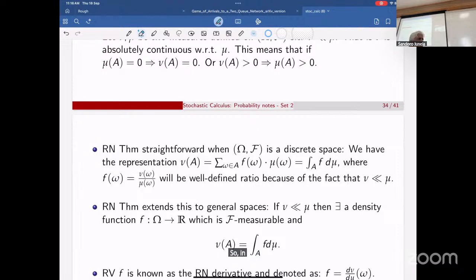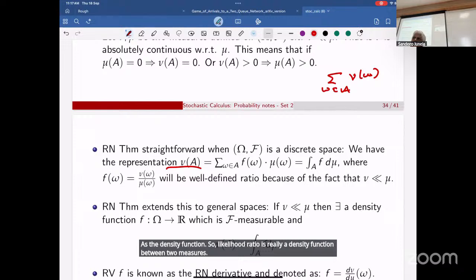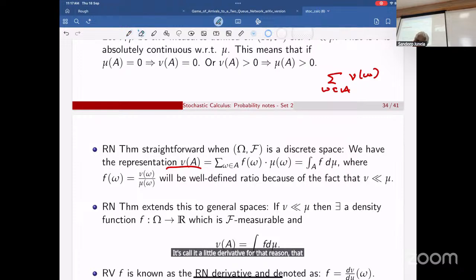So in the discrete setting, we don't want to divide by 0. What is this quantity right here? It's just the summation of nu of omega, where omega is in A. Now we divide by mu of omega because we can, and multiply by mu of omega. We define the ratio nu of omega by mu of omega, and it's called the likelihood ratio, or the density function. So the likelihood ratio is really a density function between two measures. That's why it's called the Radon-Nikodym derivative. It's such a nice and simple fact, but if I didn't mention this discrete example to you, it would appear mysterious.